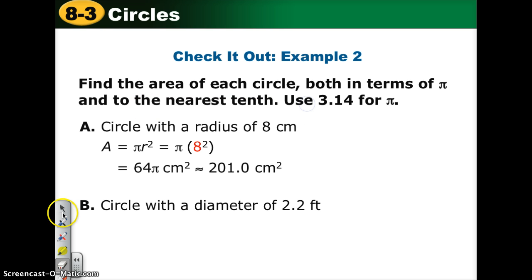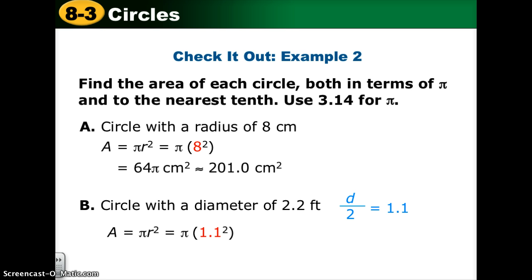Let's do the next one. We have a diameter now. We can't use the diameter, we need the radius, so now we need to cut the diameter in half. So we divide 2.2 by 2, and we get 1.1. So we take 1.1 squared. That's 1.21 pi. That is our answer in terms of pi. That means we haven't multiplied yet.